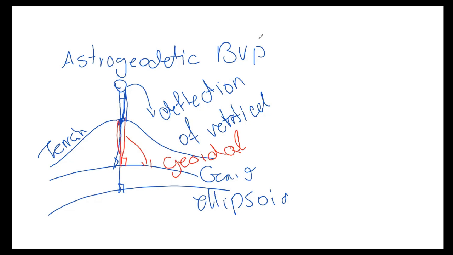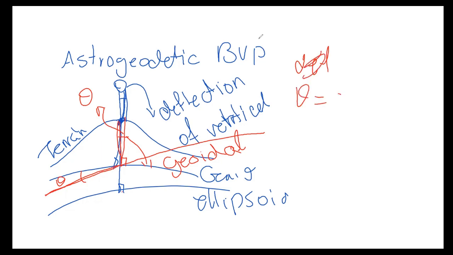So what is the geoidal deflection of vertical? If I draw a surface parallel to the ellipsoid, as we see, this is theta, again equal to this theta, the geoidal deflection of vertical. So deflection of vertical is, let me write theta. Theta is the slope of the geoid.